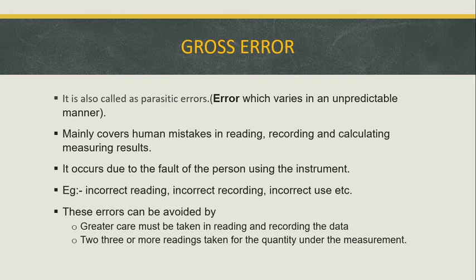While they take the readings, record them, and calculate the measurements, they may make some mistakes. So we call it a gross error, and it occurs due to the fault of the person using the instrument. The observer or the operator makes some fault while taking the reading on a particular device. That is called gross error. Some examples of gross error are incorrect reading, incorrect recording, and incorrect use of instruments.